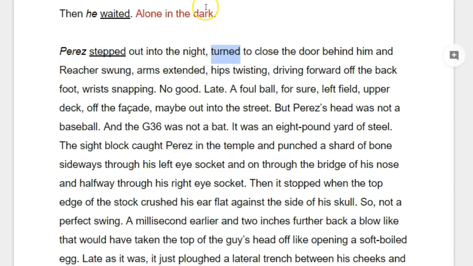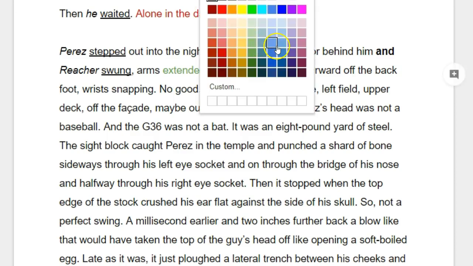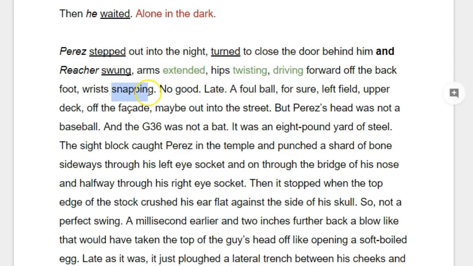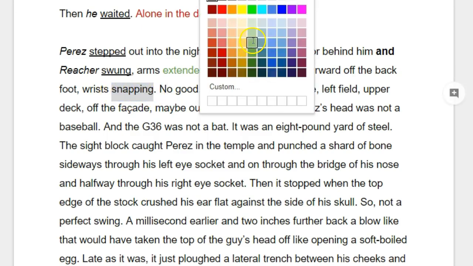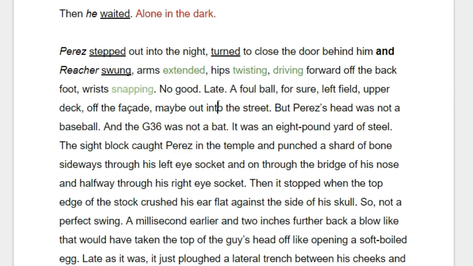Then we have another verb. And there's another verb here. And we've got an and before it. So we've got some kind of compound, because we've got another subject there. Okay, but when you look at it, we've also got other verbs. Now these are participles, so they're functioning to describe. They're not, but they are actions. And what you get are seven actions in one sentence. Okay, you've got step, turn, swung, extended, twisting, driving, and snapping.